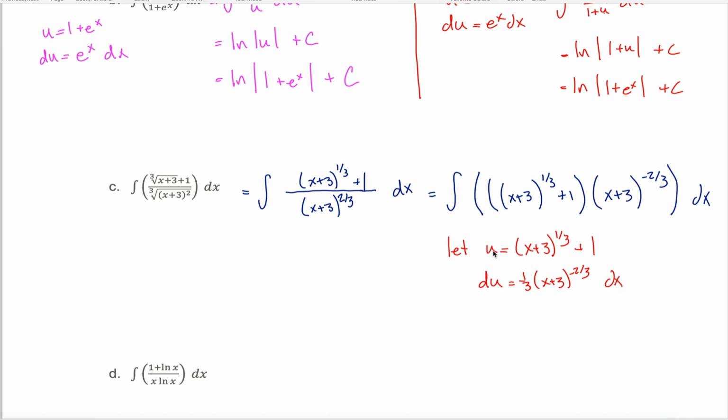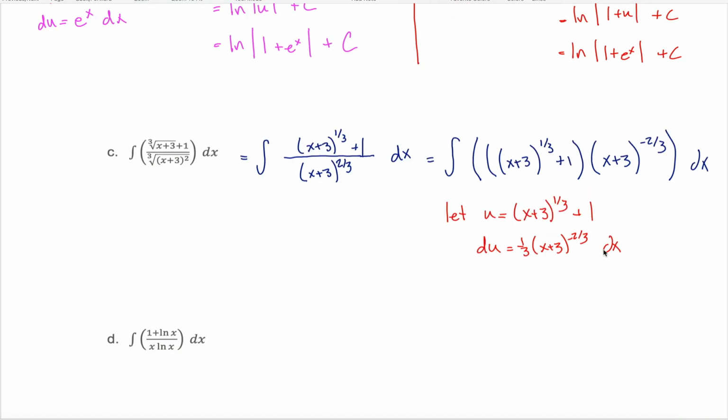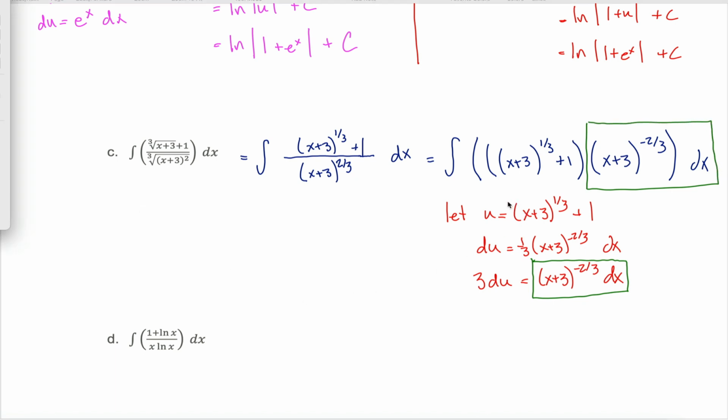It's hard to realize that this is what u should be, but with this realization, the pieces fit really nicely. If du is 1/3 x plus 3 to the negative 2/3 dx, then 3 du is equal to x plus 3 to the negative 2/3 dx. I multiply both sides of this equation by 3 because x plus 3 to the negative 2/3 dx appears in my integrand right here, which would be great if u also appeared in my integrand, and sure enough it does. X plus 3 to the 1/3 plus 1 is exactly what I have right here.